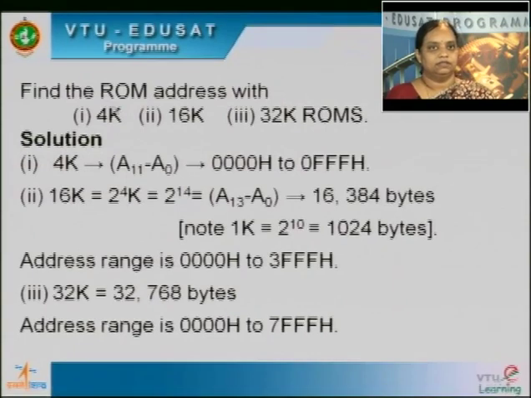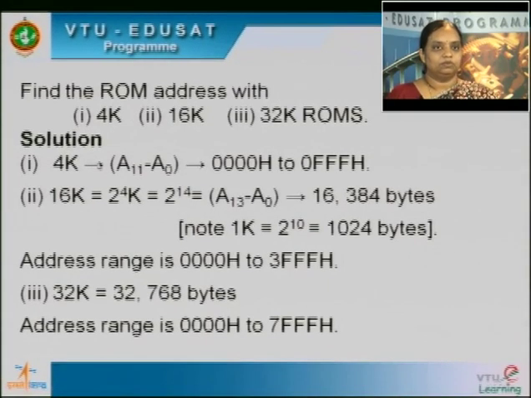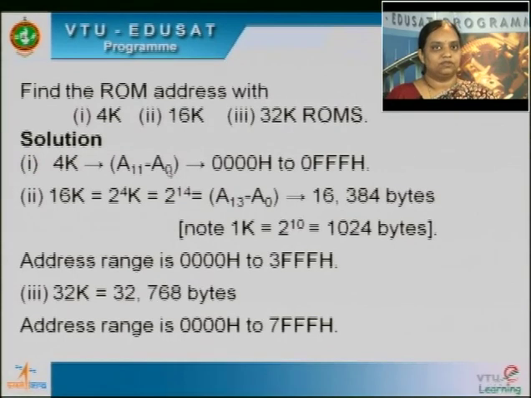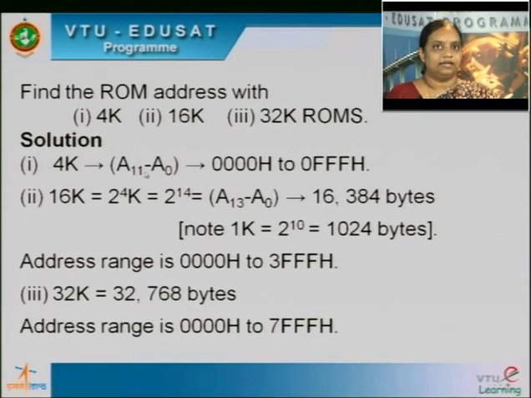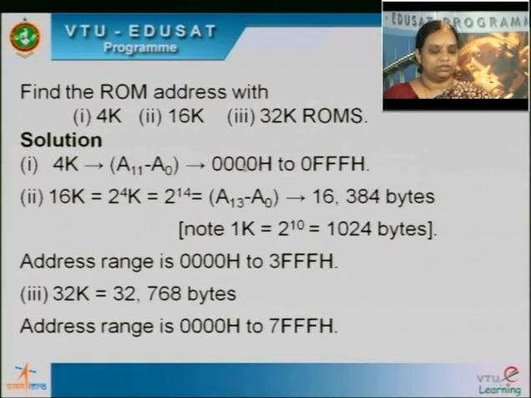A few more examples. Let us say I have a 4k ROM and I want to find the address range for this 4k. Expanding 4k, it is 2 to the power 12: 4 is 2 power 2, k is 2 power 10, so it's 2 to the power 12. It requires 12 address lines. If the address lines start from A0, it will be A0 to A11. A0 to A11 are 12 address lines, and if these 12 address lines take the values from 000 to 111 and I group 4 together, the total range will be 000 to 0FFF. We will see this better when we do the memory map a little further on.